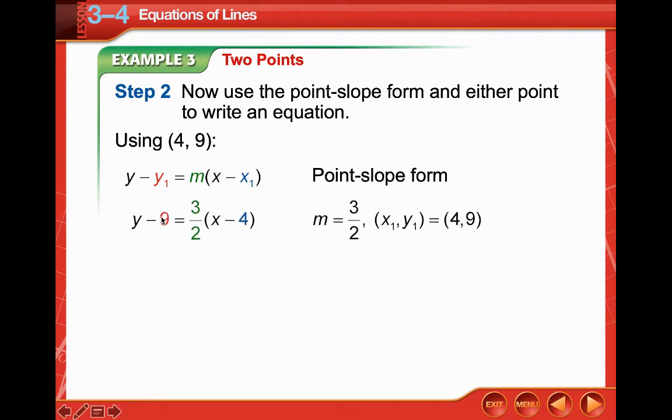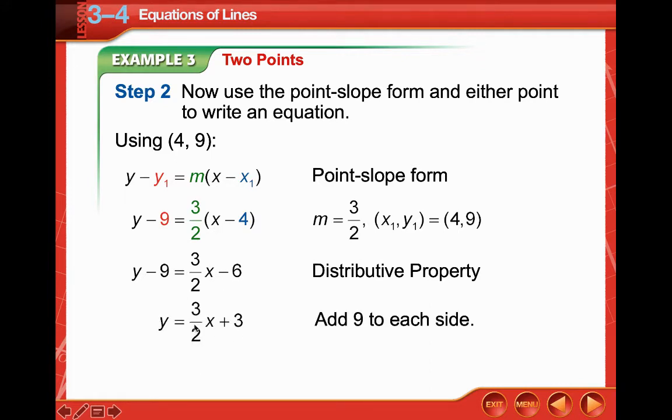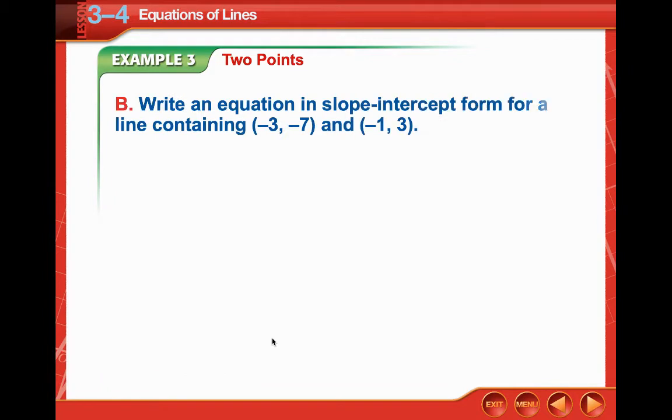This is our y1, so that goes in there. This is our x1, so that goes in there. So we got y minus 9 equals 3/2 times (x minus 4). Then you want to distribute. So this becomes 3/2 x minus 6. You want to add 9 to both sides, and you end up getting y equals 3/2 x plus 3. And that is slope-intercept form.